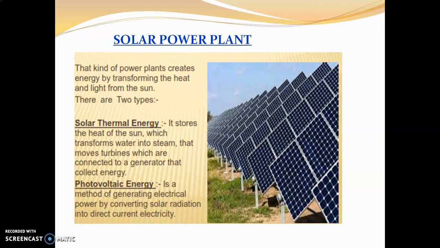Next, the solar power plant. This kind of power plant creates energy by transforming the heat and light from the sun. There are two types. First one is solar thermal energy and second one is photovoltaic energy. In solar thermal energy, the heat of the sun is stored and transforms water into steam. That moves the turbine connected to the generator that collects the energy. Photovoltaic energy is a method of generating electrical power by converting solar radiation into direct current electricity.